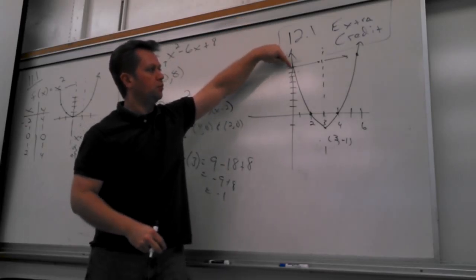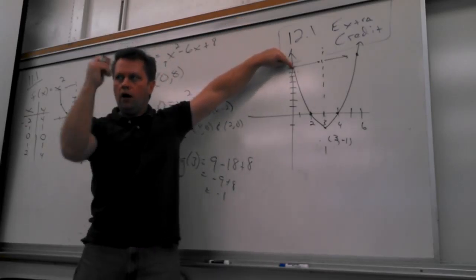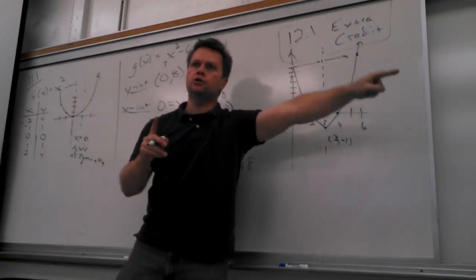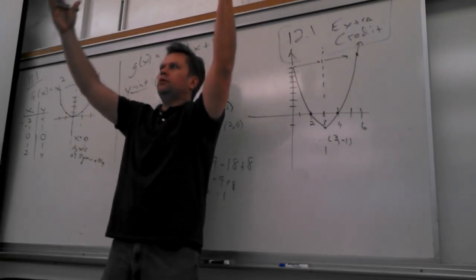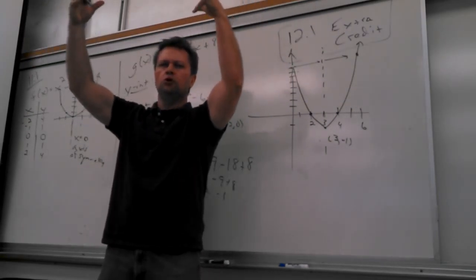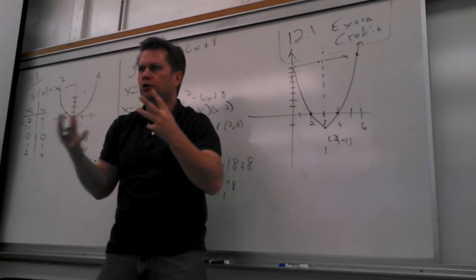So if I know there's one point on one side of the parabola, I automatically know there's another point, a mirror image, on the other side. Why? Because the parabola is symmetric. So that's a beautiful thing to know. I have less work to do.